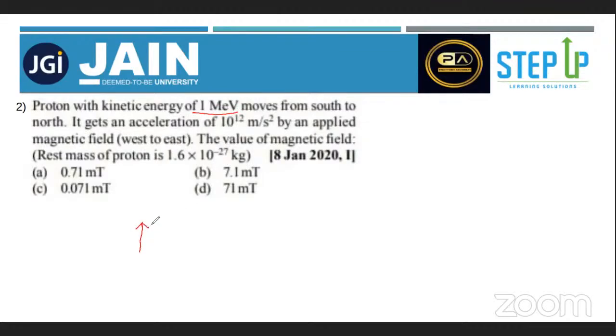So it is moving from south to north. Here this is north, and it gets an acceleration of 10 raised to 12 meter per second square by an applied field. That field is moving from west to east. So the magnetic field is like this, and the proton has kinetic energy in this direction, that means velocity is in this direction, acceleration is in this direction, and acceleration is given as 10 raised to 12 meter per second square. You have to find out the value of the magnetic field.